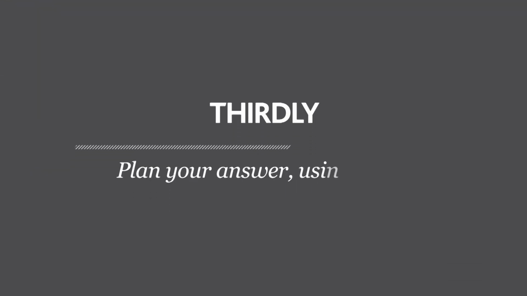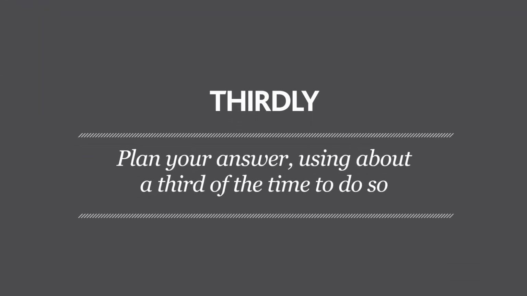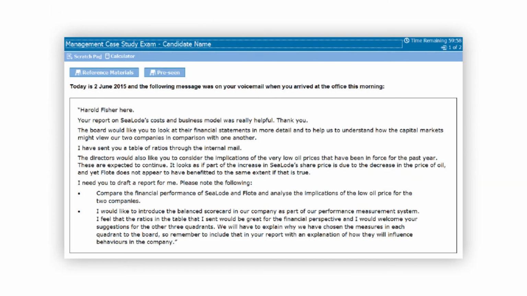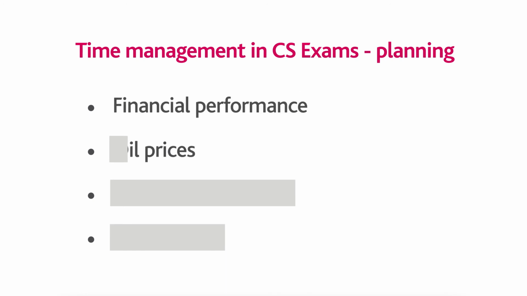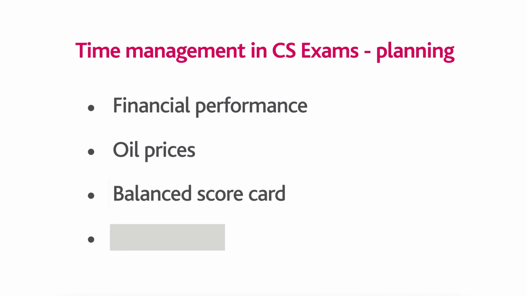Thirdly, plan your answer, using about a third of the time to do so by defining the structure with headings and bullet points. In this example, we could have input our main headings directly from the analysis of the task requirements. Therefore, you could have used the headings Financial Performance, Oil Prices, Balanced Scorecard, and Behaviours. You could then have filled in subheadings for each requirement along with your initial thoughts.